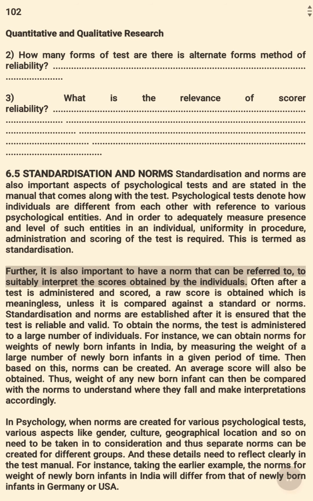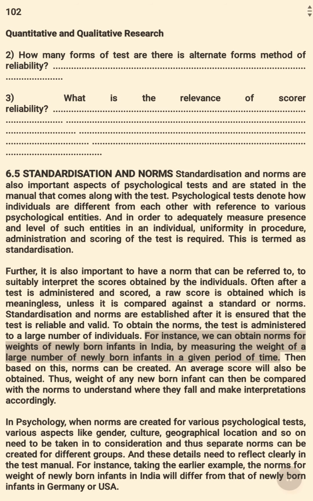Further, it is also important to have a norm that can be referred to, to suitably interpret the scores obtained by the individuals. Often after a test is administered and scored, a raw score is obtained which is meaningless unless it is compared against a standard or norms. Standardization and norms are established after it is ensured that the test is reliable and valid. To obtain the norms, the test is administered to a large number of individuals.